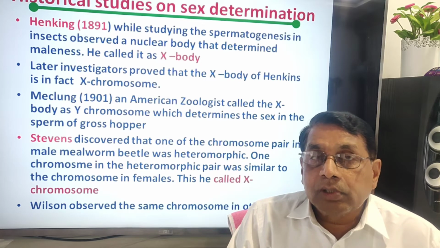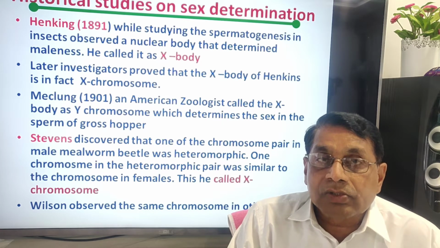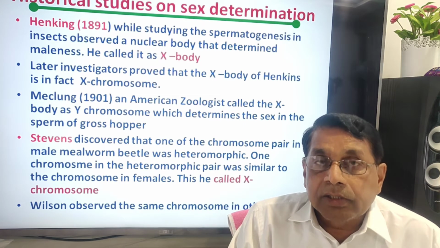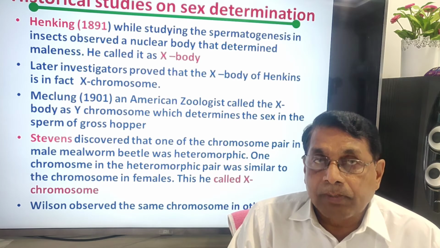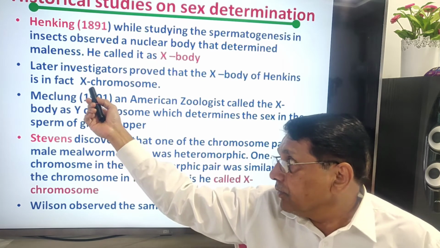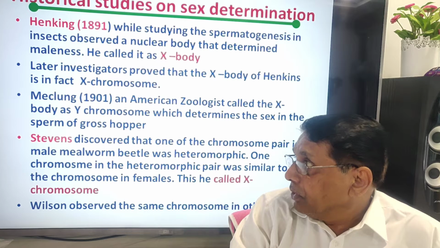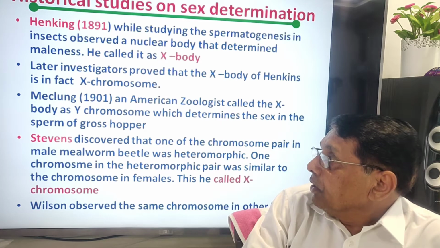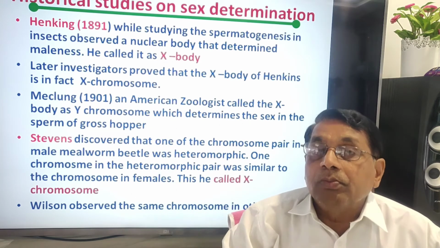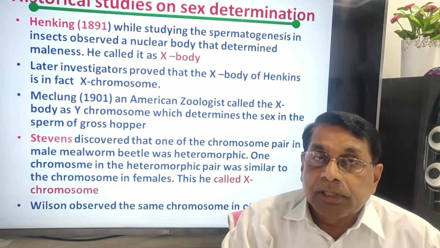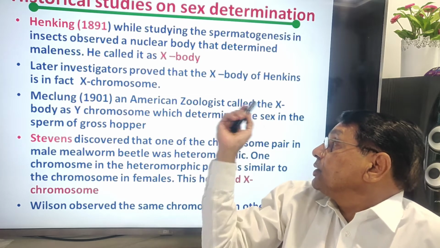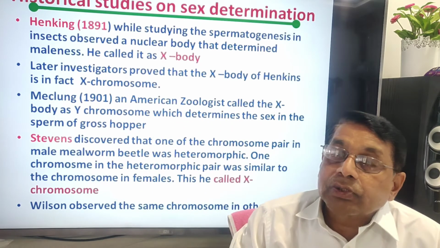At that time, the microscope was not developed, it was not sophisticated, and resolution was not good. Even then, they tried to see the chromosomes, and people said that the X body of Hanking is in fact the X chromosome. McClung, an American zoologist, called the same X body the Y chromosome, which determines the sex in the sperm of the grasshopper insect.